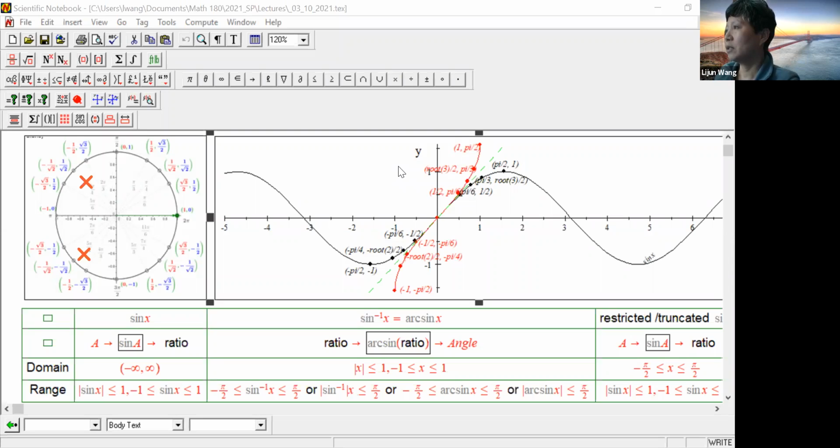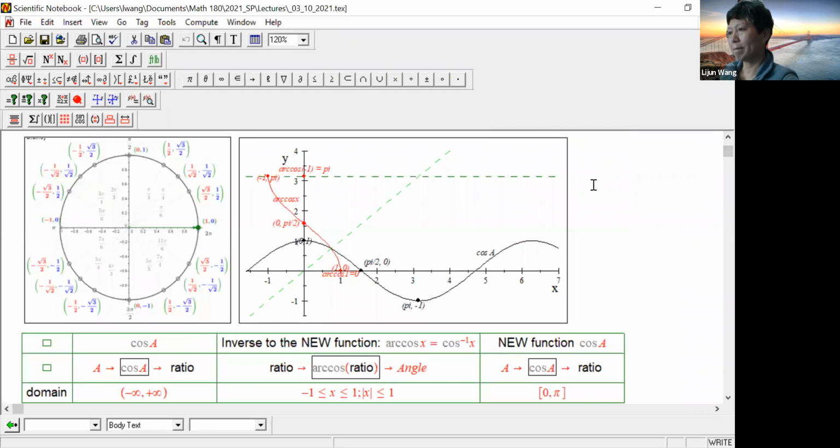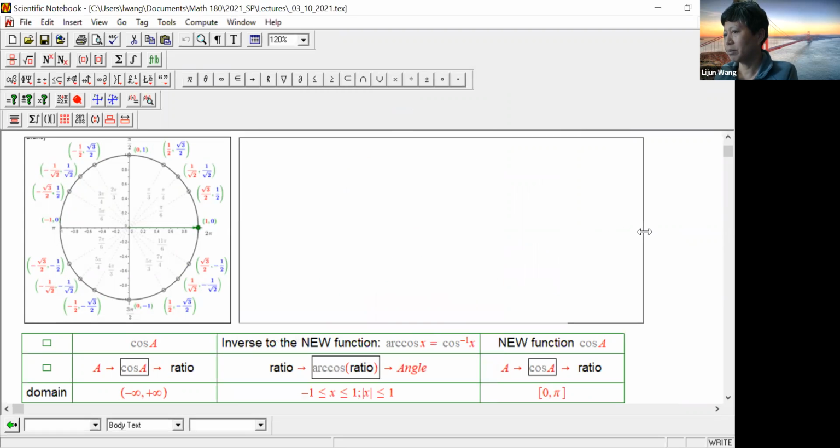I'm going to clean this up, and let's look at arc cosine. Cosine and arc cosine. This is a cosine. If I make this picture just a little bit longer, I'm just going to extend the view a little bit, from -5. So that's the curve. I'm just going to make it a little bit longer.